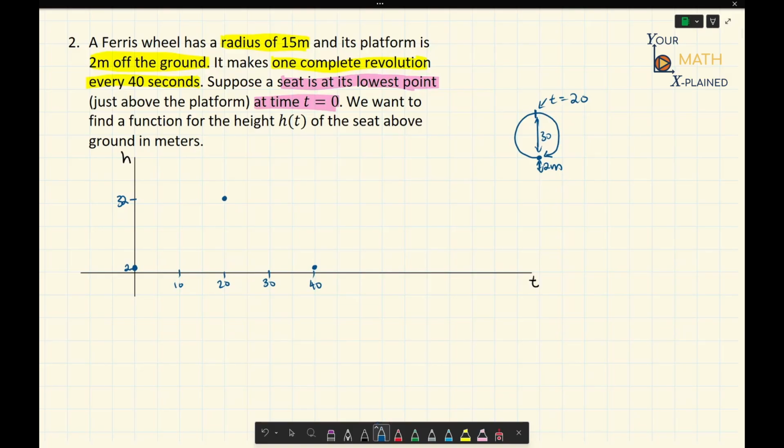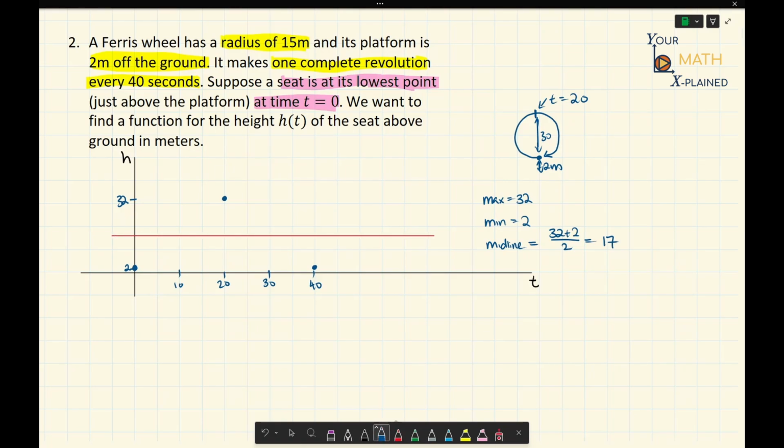And just like earlier, if our maximum is 32 and our minimum is 2, then the midline is going to be halfway in between. So we can find that by adding our max and min and then dividing by 2. So this gives us 17. So let's go ahead and draw that. That's going to be somewhere here.